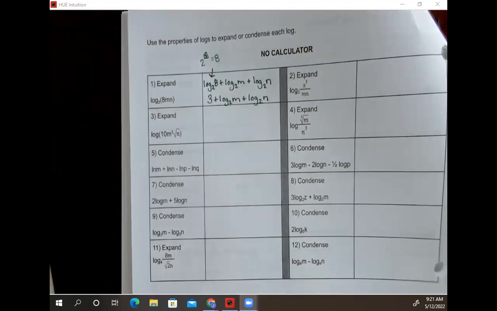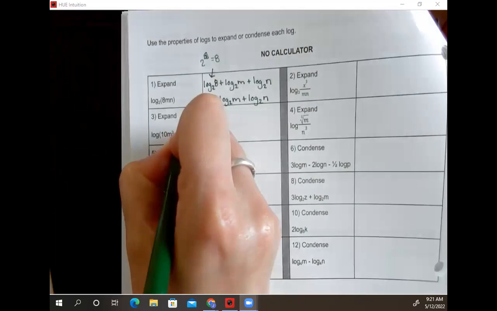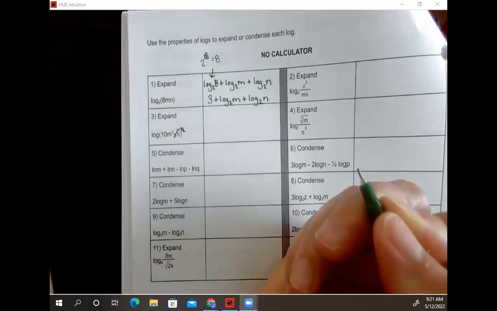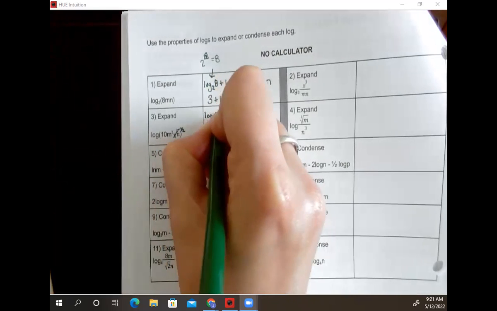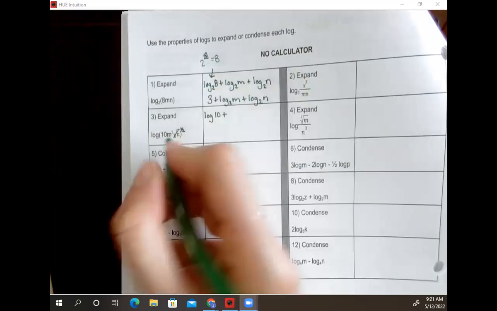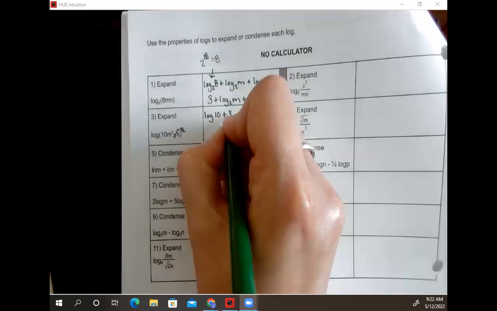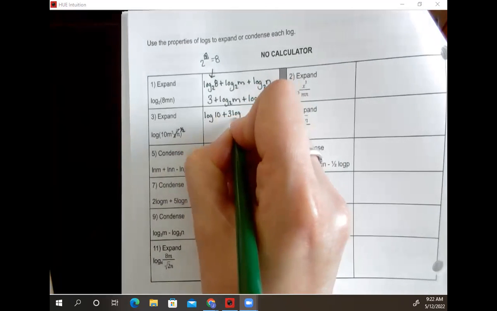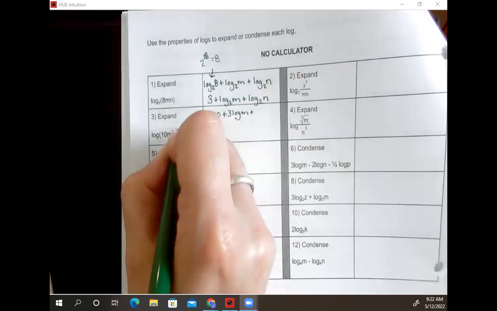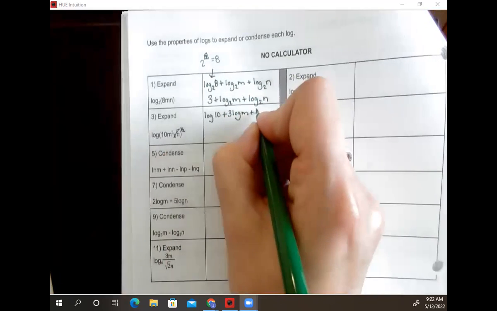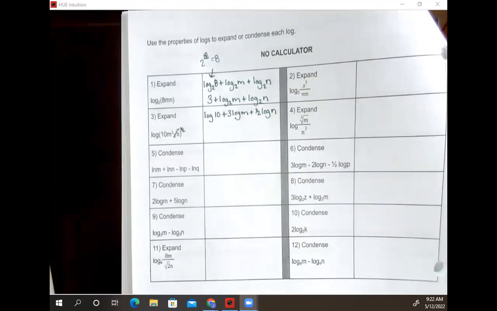For number 3, this root here, remember I could write as a 1/2 power, that's just for n. As I expand this, I would have log of 10 plus, I'm going to handle this in one step here, so the exponent's going to come in front, 3 log of m plus, again, that exponent will go in front, 1/2 log of n.